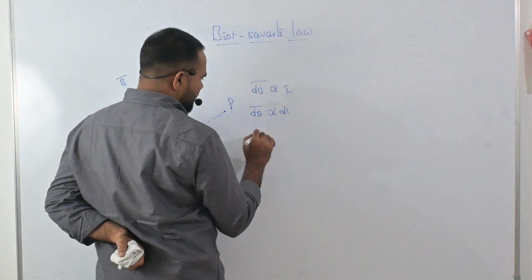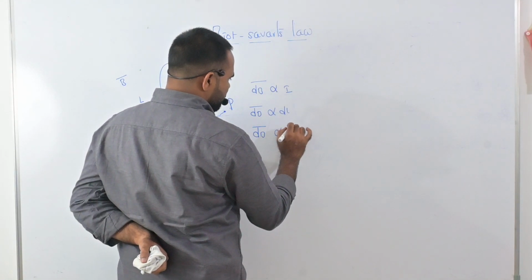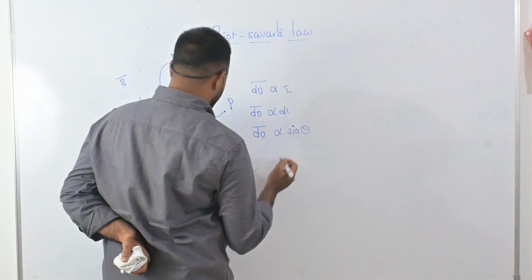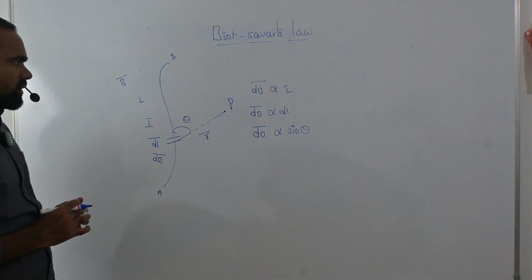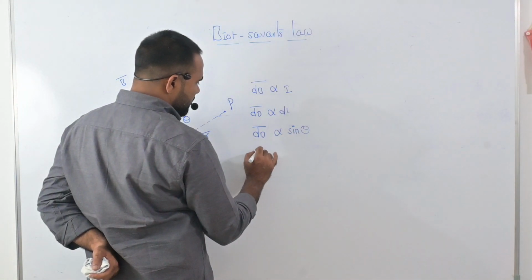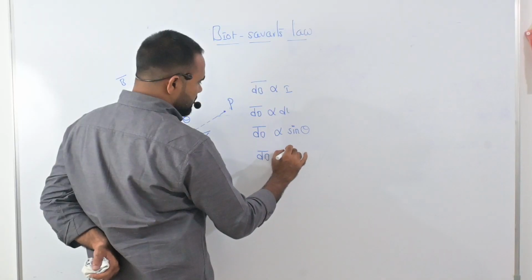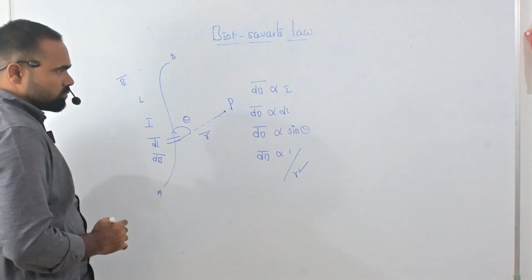And dB is directly proportional to what? The sine of the angle between them. That is, we will take sine theta. If the sine theta angle is more, the magnetic field strength will also be more. And dB is inversely proportional to what? The square of the distance between them, that is, inversely proportional to the square of the distance between them only.